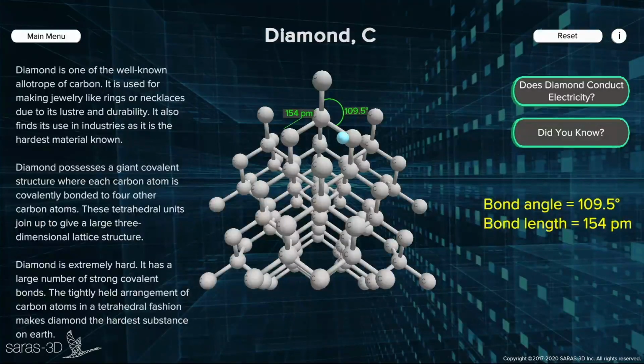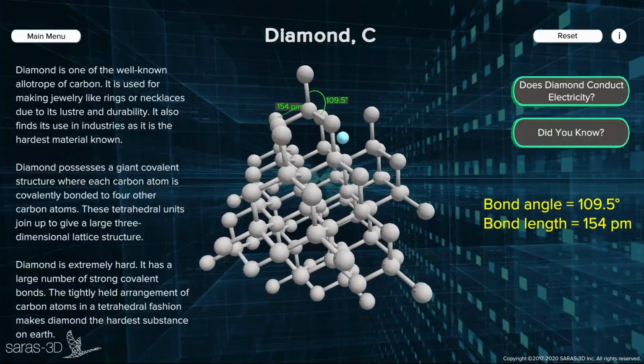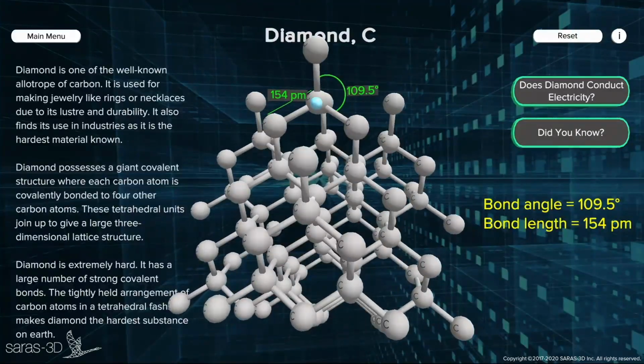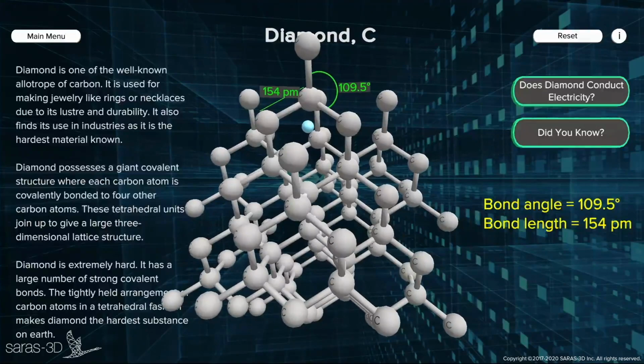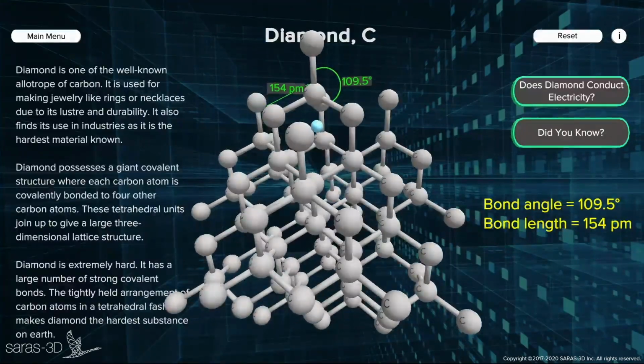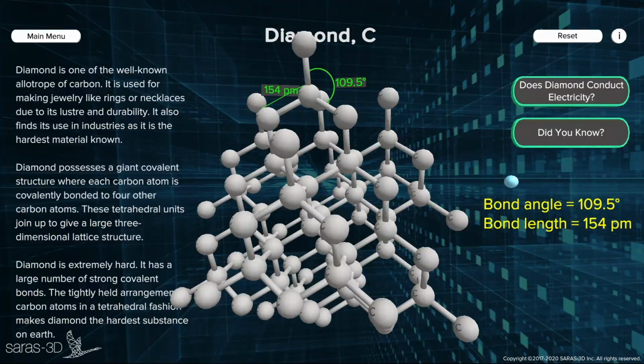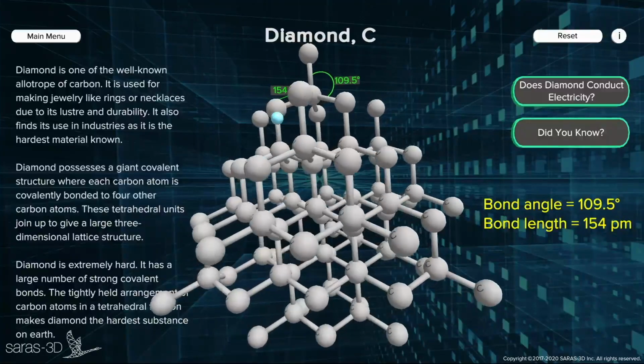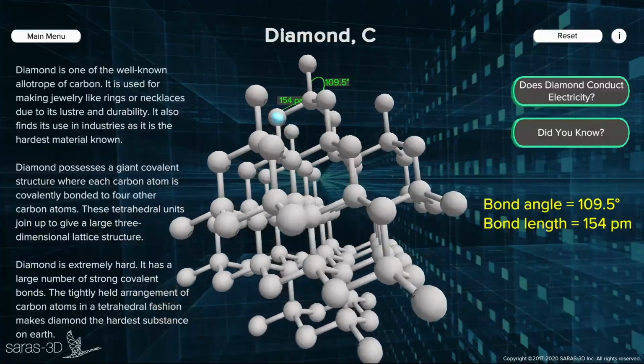Now, diamond possesses a giant covalent structure where we can see that each carbon atom is covalently bonded to 4 other carbon atoms. The bond angle is 109.5 degrees and the bond length between two carbon atoms is 154 picometers. These tetrahedral units join together to give a large three-dimensional lattice structure, as we can see here.